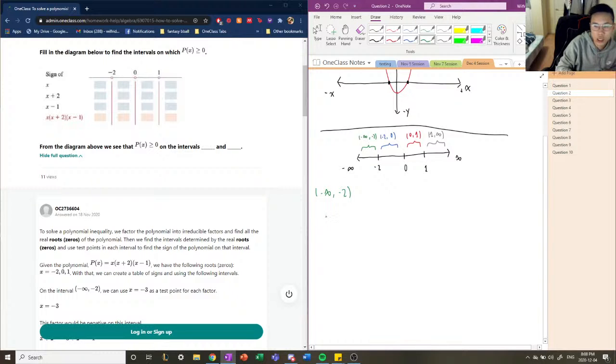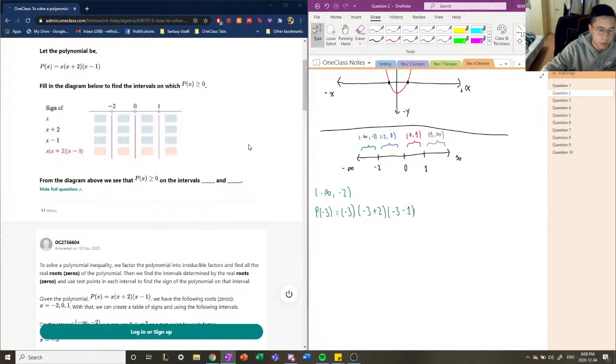Okay, let's use our test point of -3. So if we were to write p of -3, what do we get here? We get -3 times (-3 plus 2) times (-3 minus 1). Is that our polynomial, by the way? Yeah. Okay, so what do we get here? We get -3 times -5 times -4. So we have negative, negative, negative, -15 times negative. So 15 times -4 is 60. Oh, whoops, 60. So it's -60.